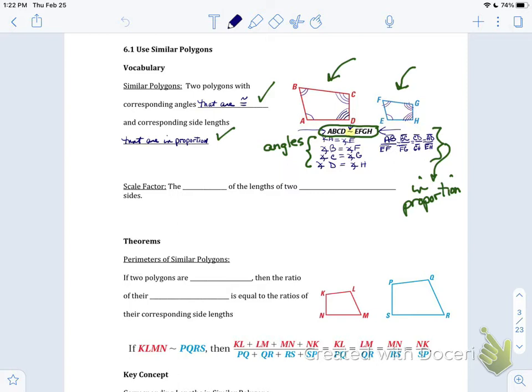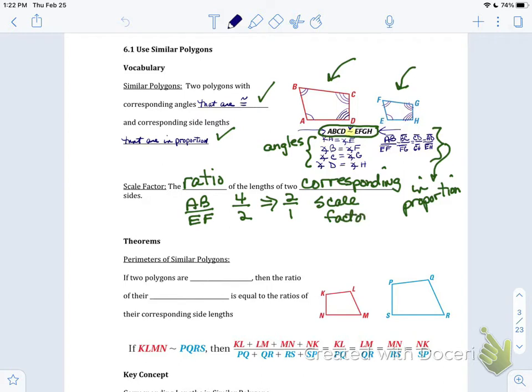Okay, a scale factor is defined as being the ratio of the lengths of two corresponding sides. So, for example, the lengths of two corresponding sides in the example above could be something like AB over EF. So let's say that ratio was, how about if it was 4 to 2? So 4 to 2, you would reduce to 2 to 1, and you would say that this is your scale factor. So your scale factor is always a fraction, and it's always in reduced form. Okay, so let's go on to the theorems.